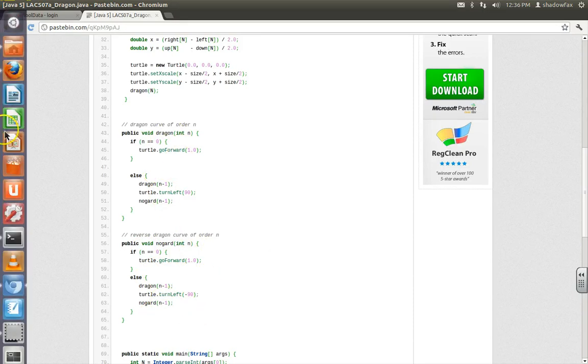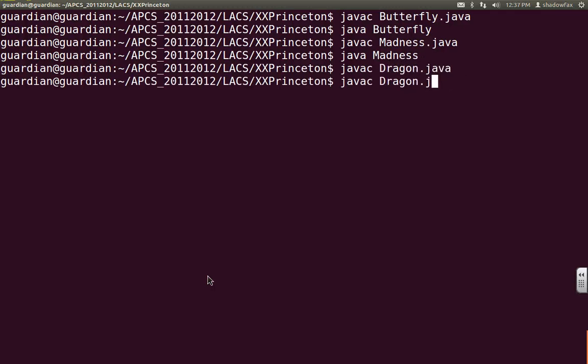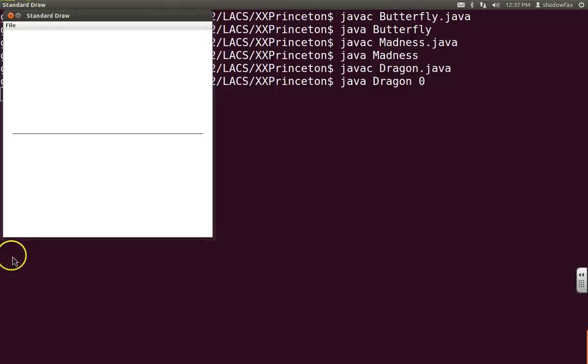Let's take a look at it. I don't want to get into the theory right now; javac is just an overview. So javac Dragon, and then java Dragon, and I think you can pick 0 through 14, so let's put in 0. And it's just a line, okay.